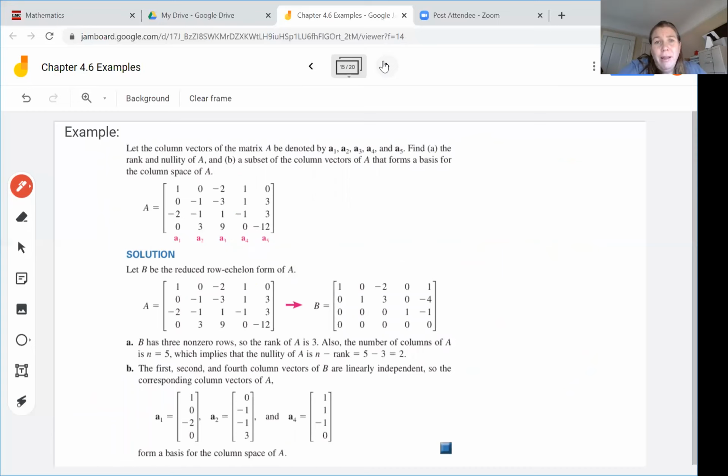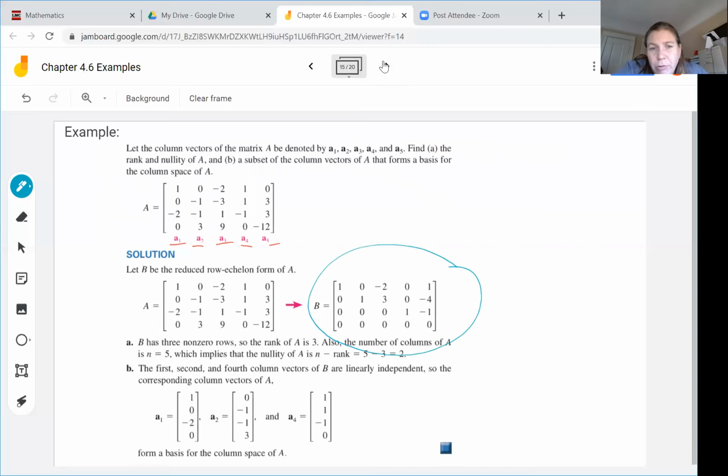So let's take a look at an example here. We are going to let the column vectors of matrix A be denoted A1, A2, A3, A4, and A5. And so we're first going to find the rank and the nullity of A, and then second, in part B, going to find the subset of the column vectors of A that form the basis for the column space of A. So here we've got matrix A. Notice we've labeled the column vectors A1 through A5. And so we're going to move to B, the reduced row echelon form of the matrix. So that's over here.